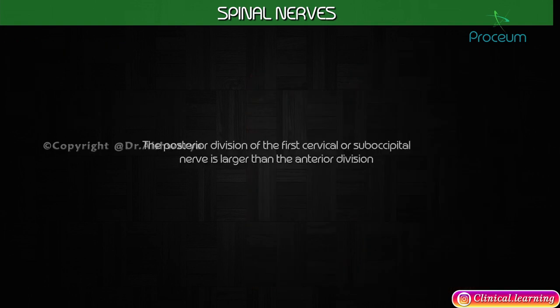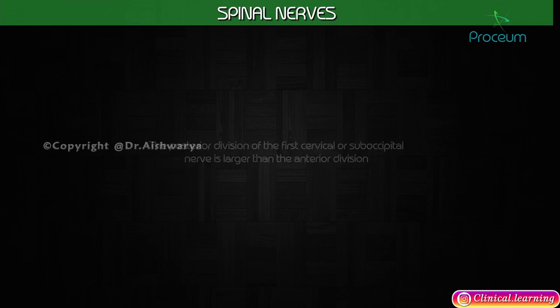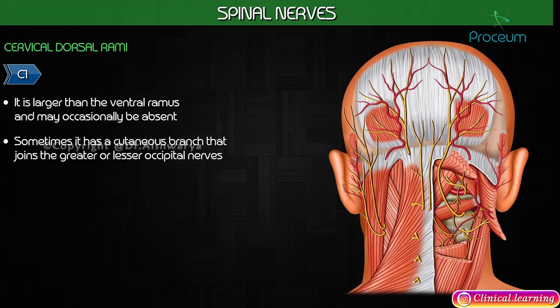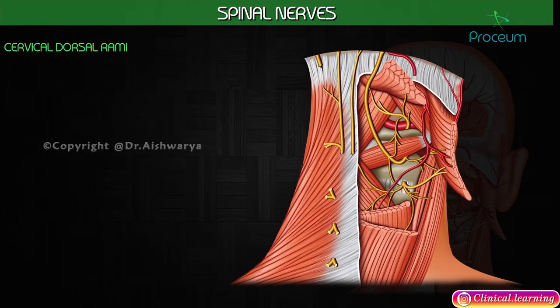The posterior division of the first cervical or suboccipital nerve is larger than the anterior division, and it is a very important point to be noted. And sometimes it has a cutaneous branch that joins the greater or lesser occipital nerves. Next is the C2 dorsal rami.